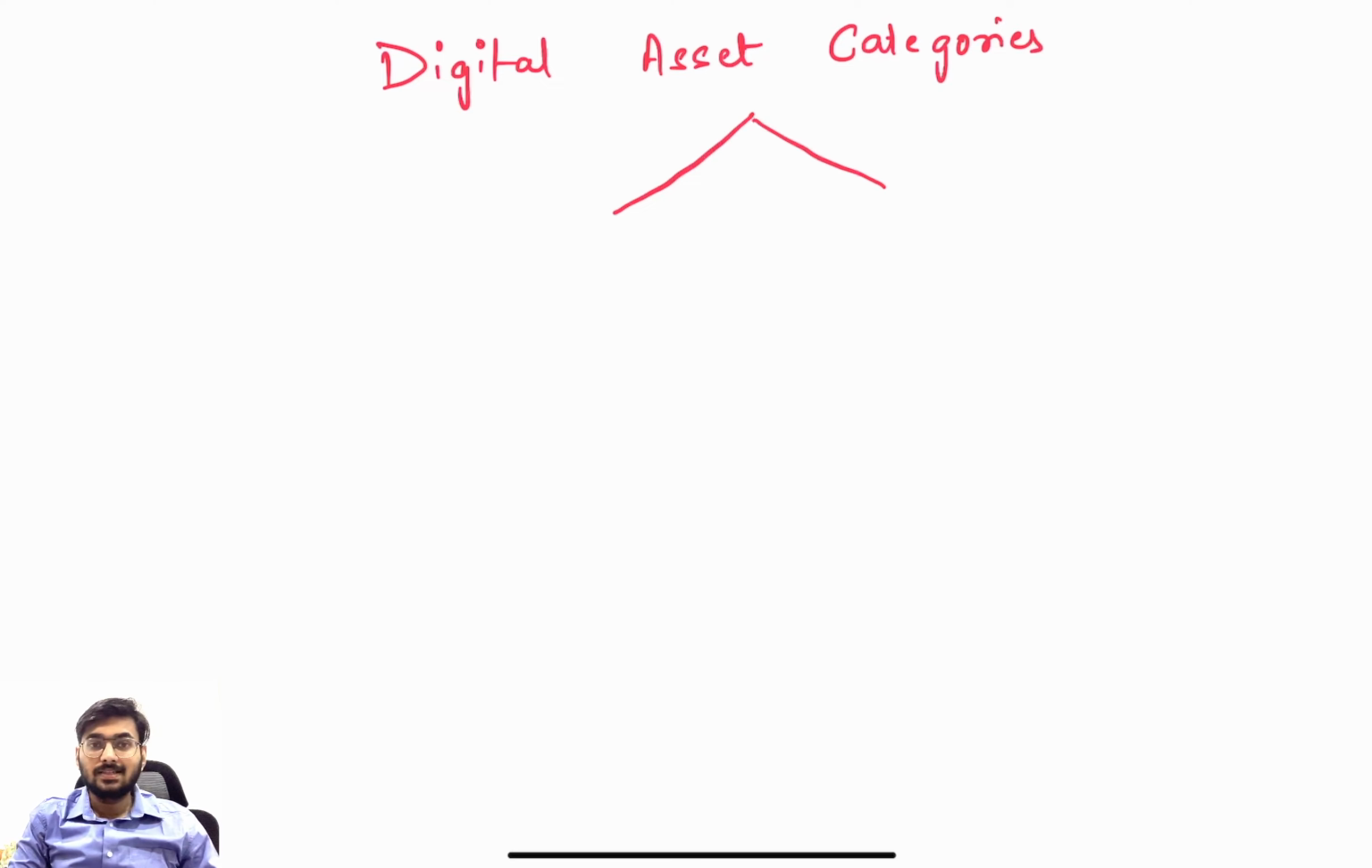your cryptocurrencies and tokens. So in the cryptocurrency we are going to study bitcoin, then altcoins and central bank digital currency, and in case of tokens we will cover non-fungible tokens, security tokens, utility tokens and governance tokens. Clear? So let us begin our discussion with the first point, that is cryptocurrencies and their different forms.